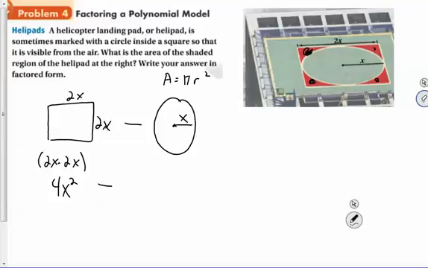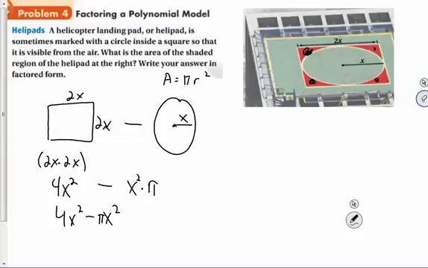But the area of a circle, I believe, is pi r squared. So minus, and in this case it's x, so it's x squared times pi. So when I work this out, I get 4x squared minus pi x squared. And last time I checked, that's it. But they said they wanted it in factored form.